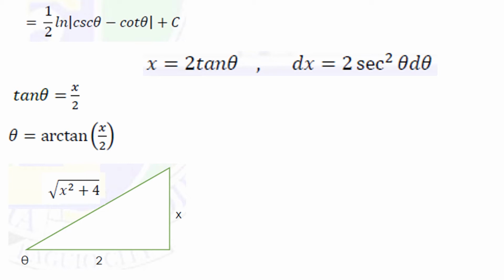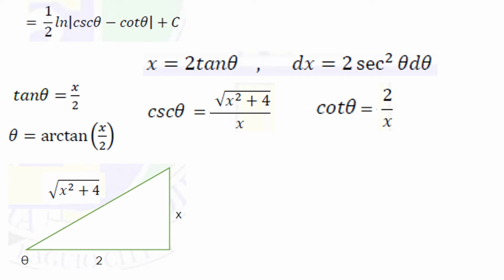From the right triangle, we can get the value of cosecant theta, which is a ratio of the hypotenuse divided by the opposite side. That gives the square root of x squared plus 4 over x. It follows that we can take the cotangent of the angle theta, which is a ratio of the adjacent side over the opposite side, which is 2 over x.